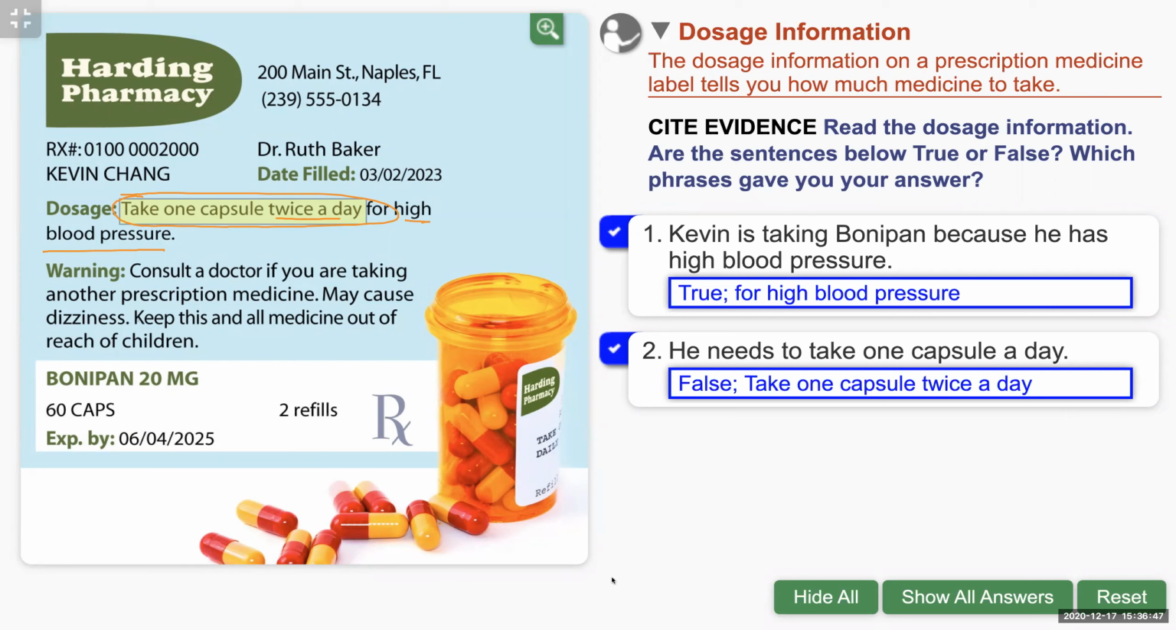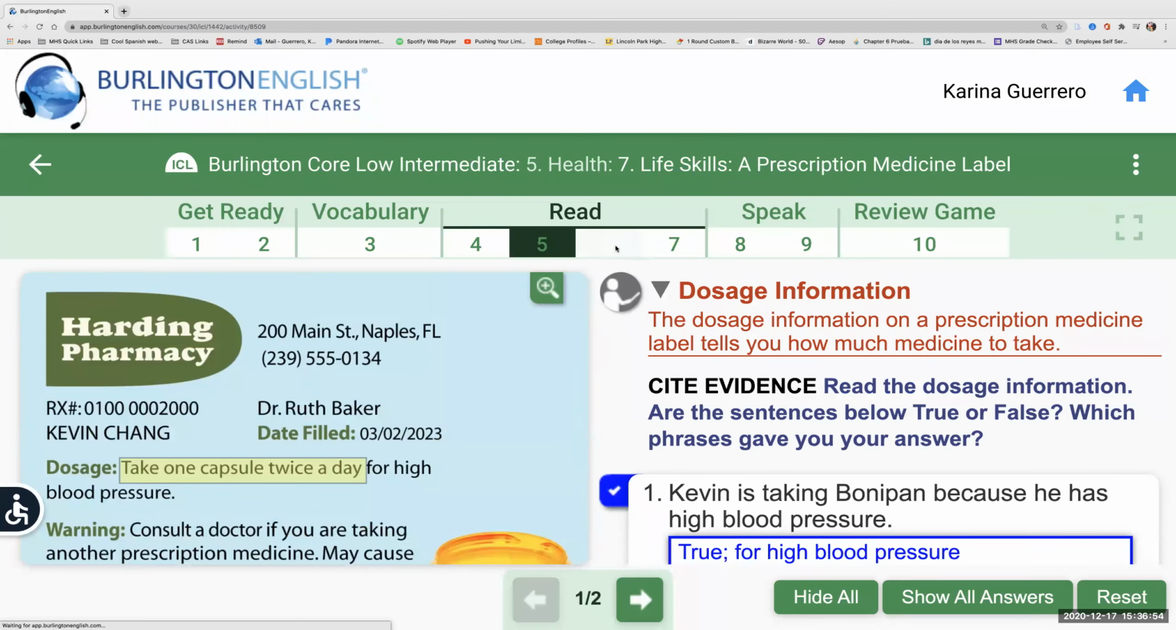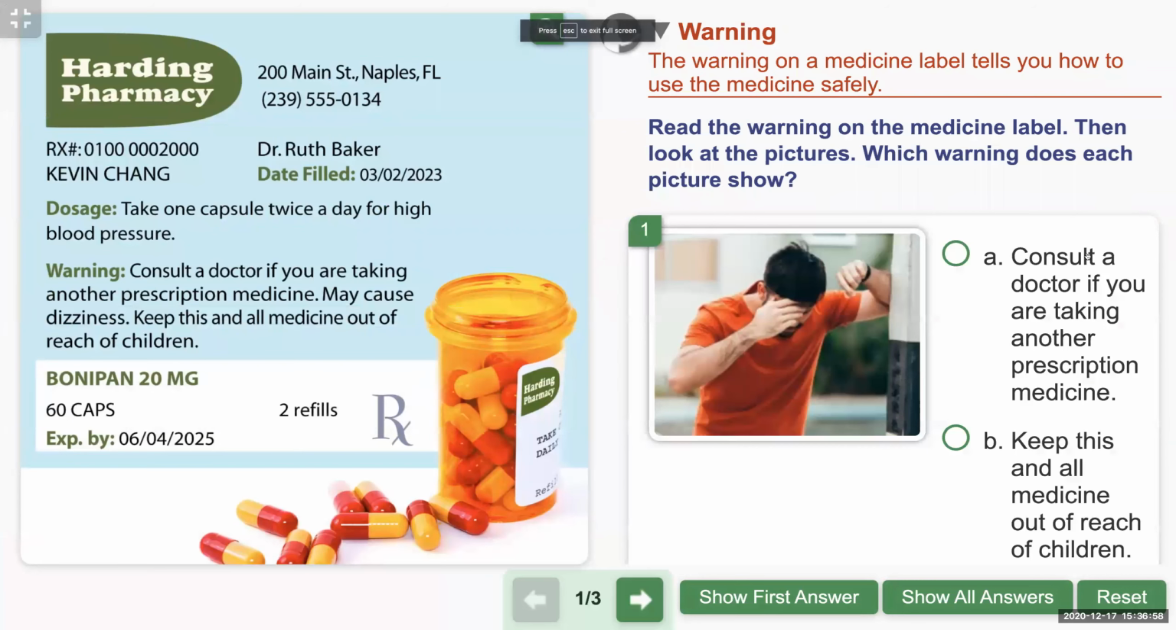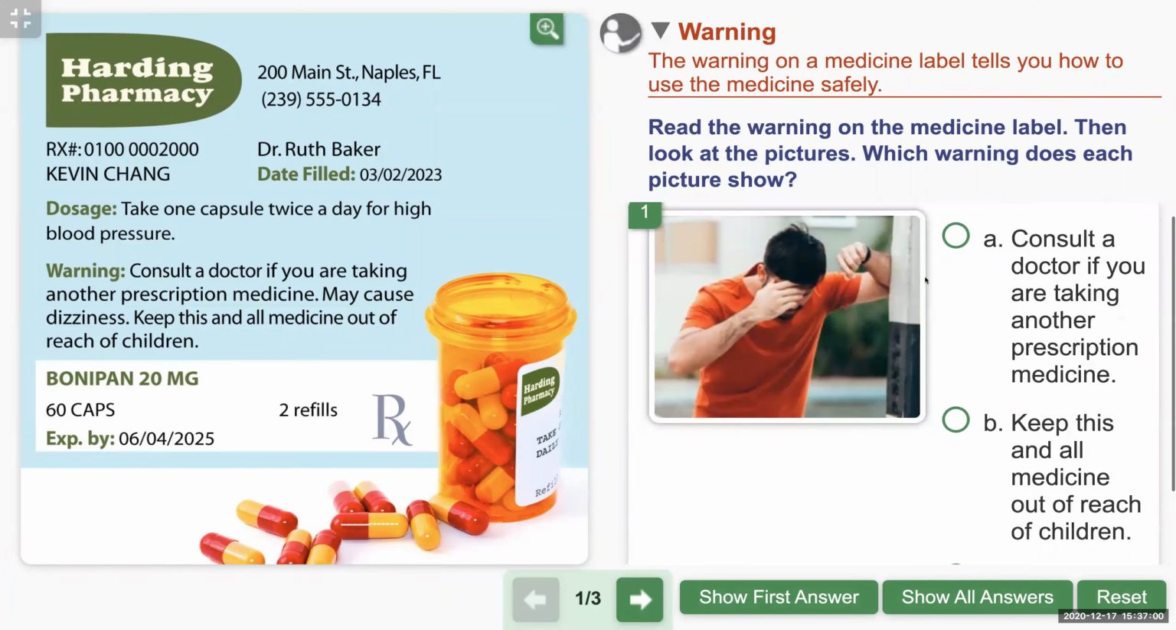So let me go ahead and move on. If we're ready to move on, let's move on. Okay, we're going to do activity number 6. So activity number 6, we're still looking at the same information. However, now we're going to be looking at 3 different pictures.